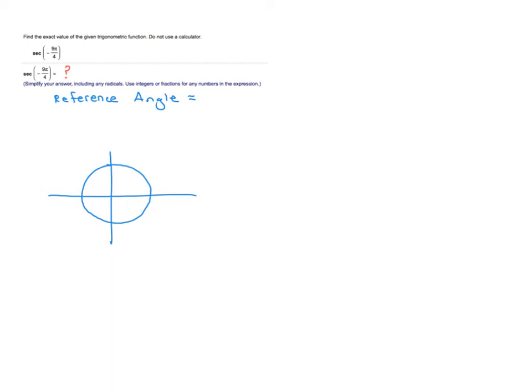For this problem, we want to evaluate secant of negative 9 pi over 4, and we want to do this without using a calculator. A couple of things jump out at me. The first thing is, secant is defined as the reciprocal of cosine. So I'm first going to figure out what cosine of negative 9 pi over 4 is, because whatever my answer is, I will flip it, and that's going to be, by definition, the answer for secant.